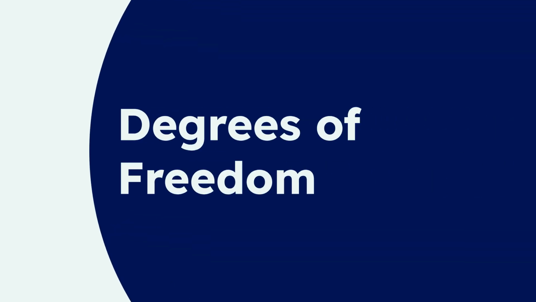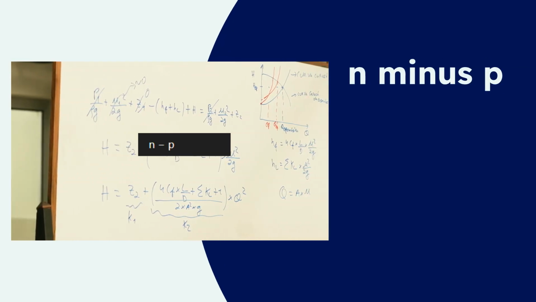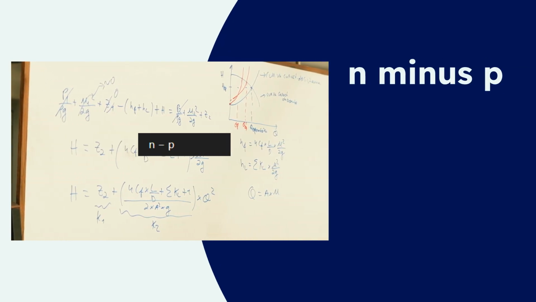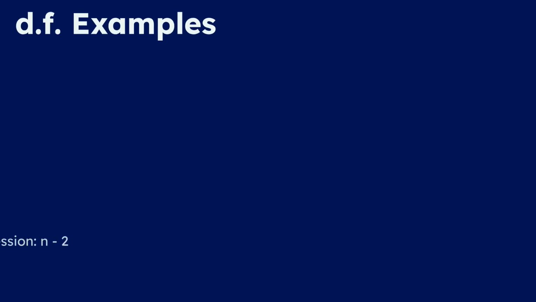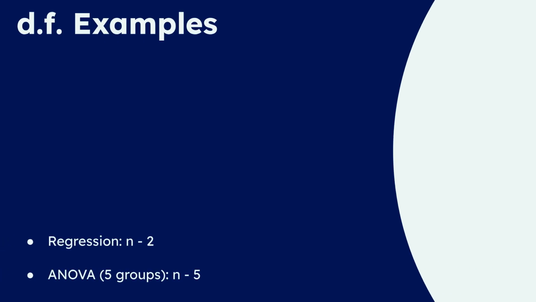Next, let's look at the crucial concept of degrees of freedom, often abbreviated as DF. Degrees of freedom are calculated as the sample size, denoted by n, minus the number of parameters you estimated from the data. For instance, in simple linear regression, where we estimate two parameters, the slope and the intercept, degrees of freedom equals n minus 2. In a one-way ANOVA with 5 groups, you would use n minus 5.